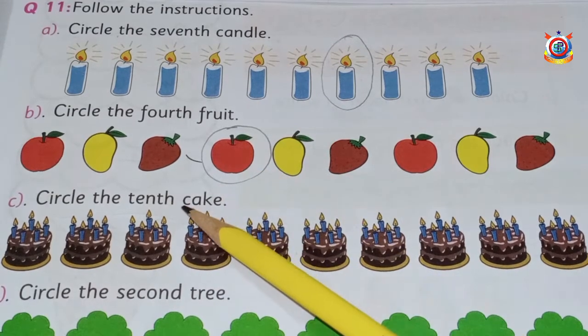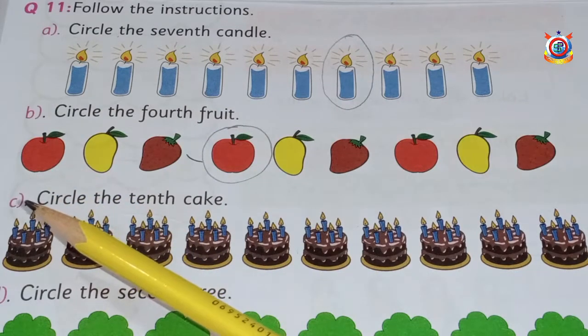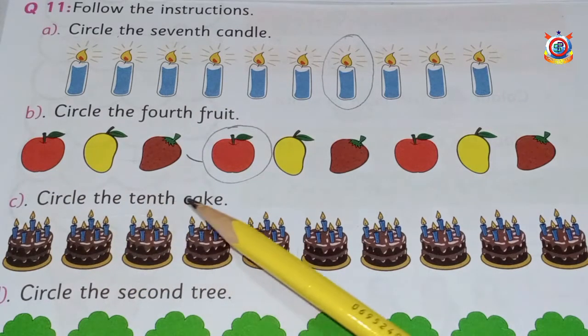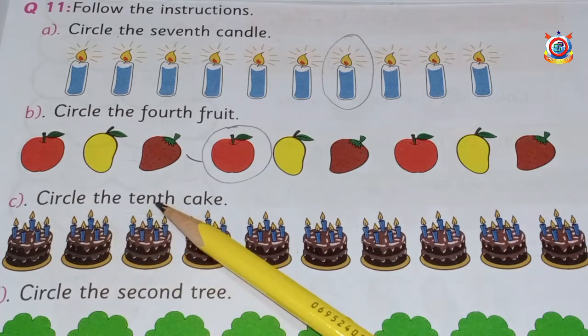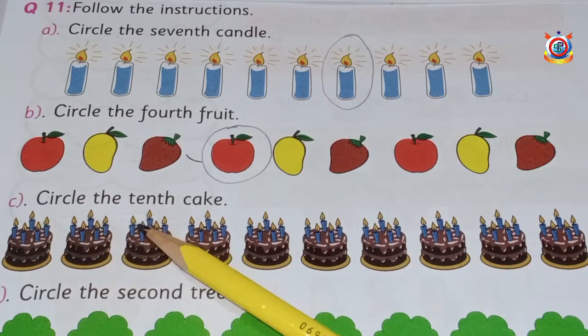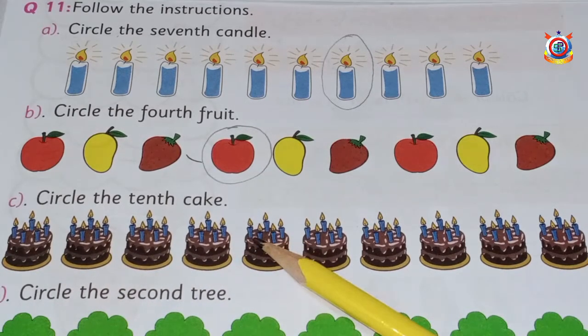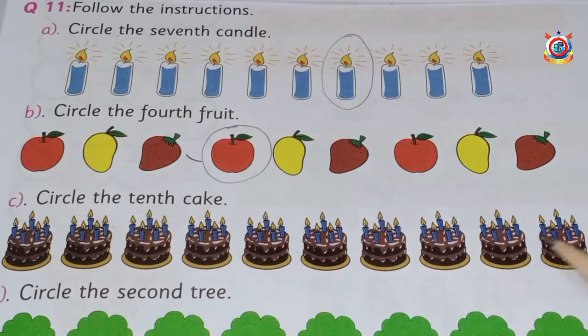Now moving towards part C. This is part C, students, and part C is: circle the 10th cake. What we have to do? We have to circle the 10th cake. Let's count with me. First, second, third, 4th, 5th, 6th, 7th, 8th, 9th, 10th. This is the 10th cake. We have to circle this cake. Okay, students, hurry up. All of you circle it with me.